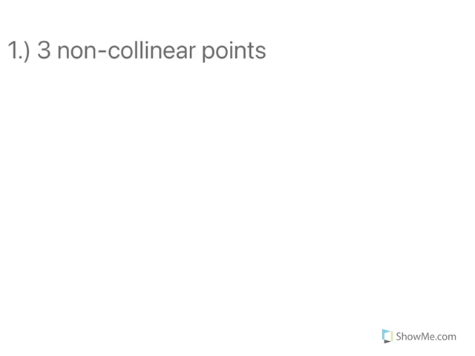So the first one, 3 non-collinear points. So if I have point A here, point B here, and point C. Collinear means they are right in a line. Now if we just have a line, that's not necessarily, right, a plane.